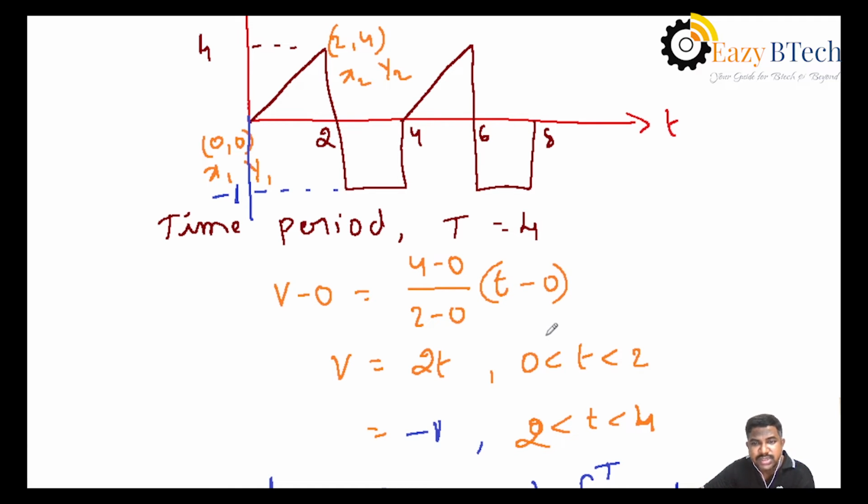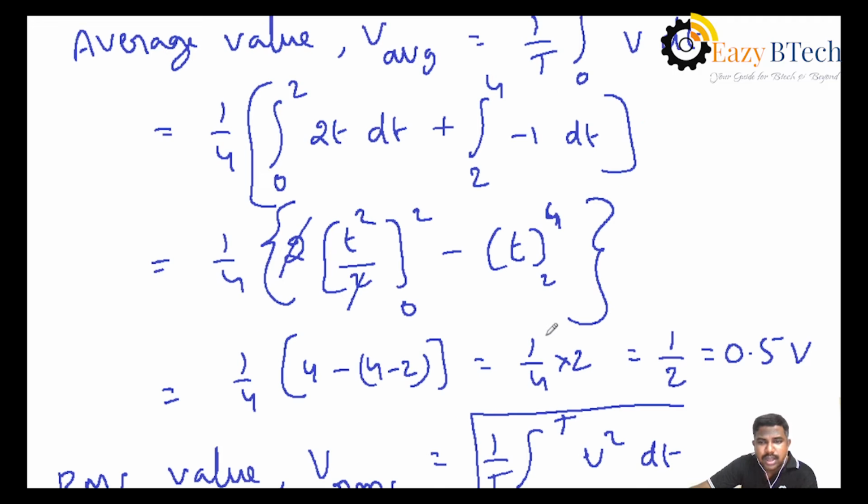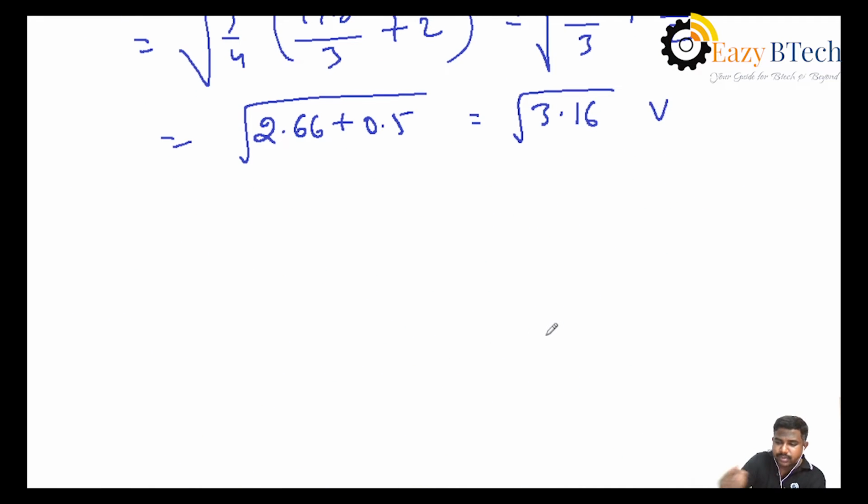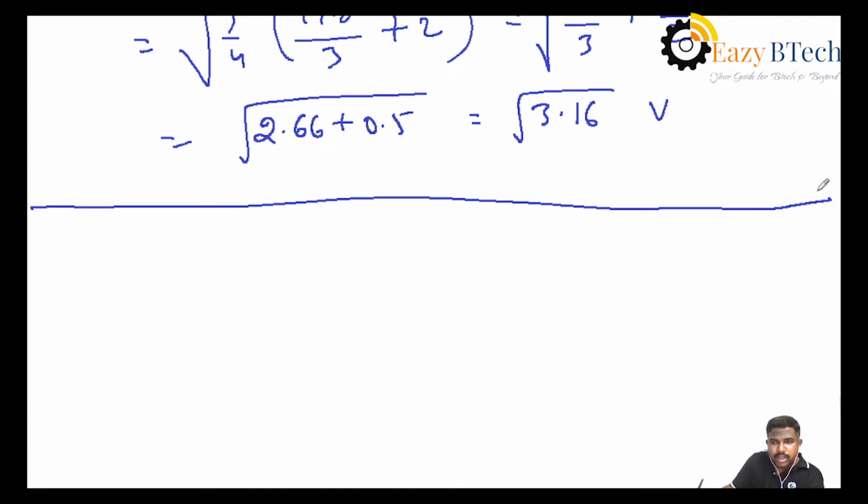After that, find out the time period of the given waveform. Then find out the equations of the waveform up to the time period. Then find out, using formulas, the average values and RMS values for the given waveforms. And like that, you can also take another important problem which was also given in previous examinations.